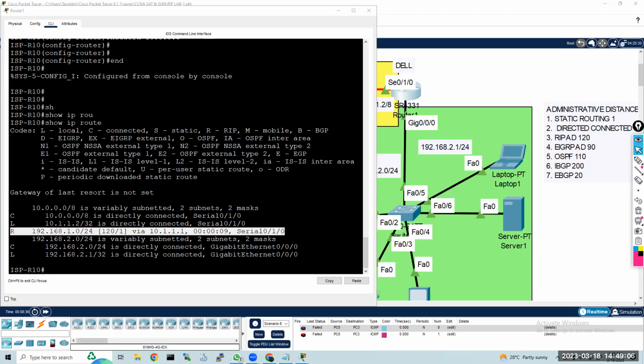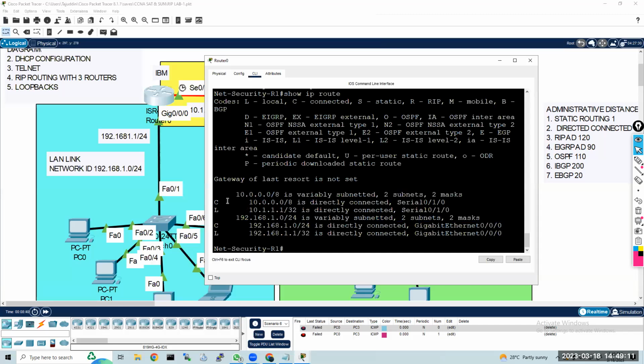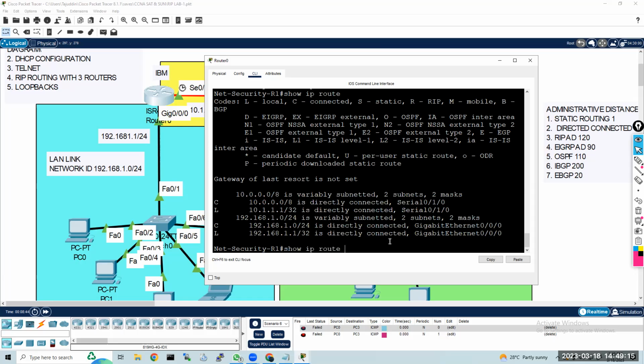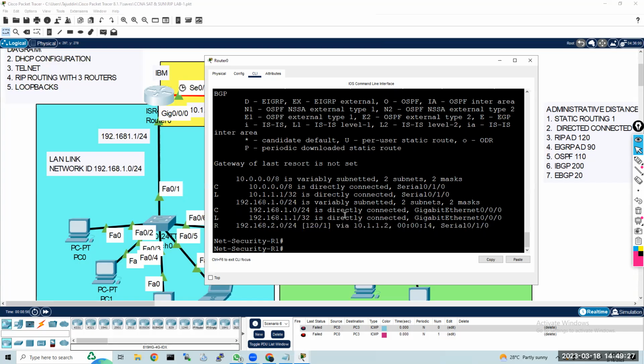Okay. Now you check from the other router whether it has learned. Previously it had not learned, right? Now repeat the same command. Use the up arrow key to repeat the same command. Now we can see this one also learned, with 120. Understood, guys?